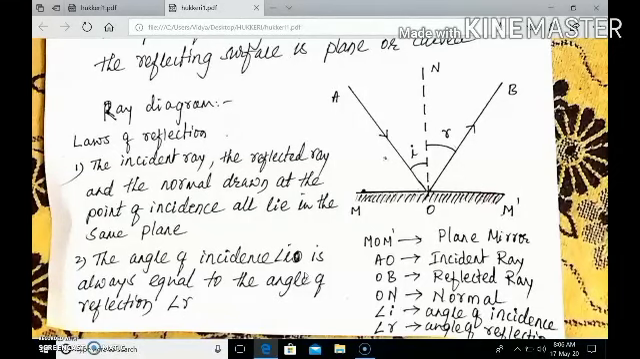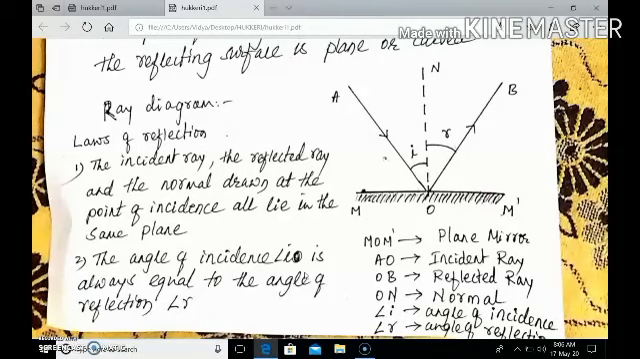If the mirror is in a horizontal plane, then AO, ON, OB, they all lie in the same vertical plane. The second law of reflection: the angle of incidence I is always equal to the angle of reflection R. If light is incident obliquely at an angle I equal to 30 degrees, then the angle of reflection is also 30 degrees.